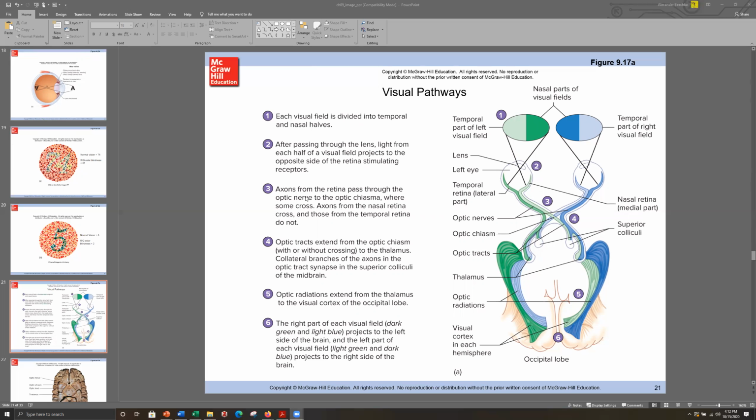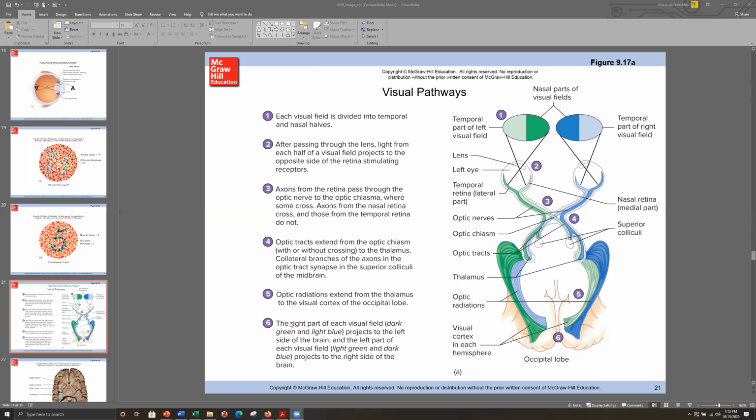Axons from the retina pass through the optic nerves to the optic chiasma, where some cross. Axons from the nasal retina cross, and those from the temporal retina do not. Optic tracts extend from the optic chiasm, with or without crossing, to the thalamus. Collateral branches of the axons in the optic tract synapse in the superior colliculi of the midbrain. Optic radiations extend from the thalamus to the visual cortex of the occipital lobe.